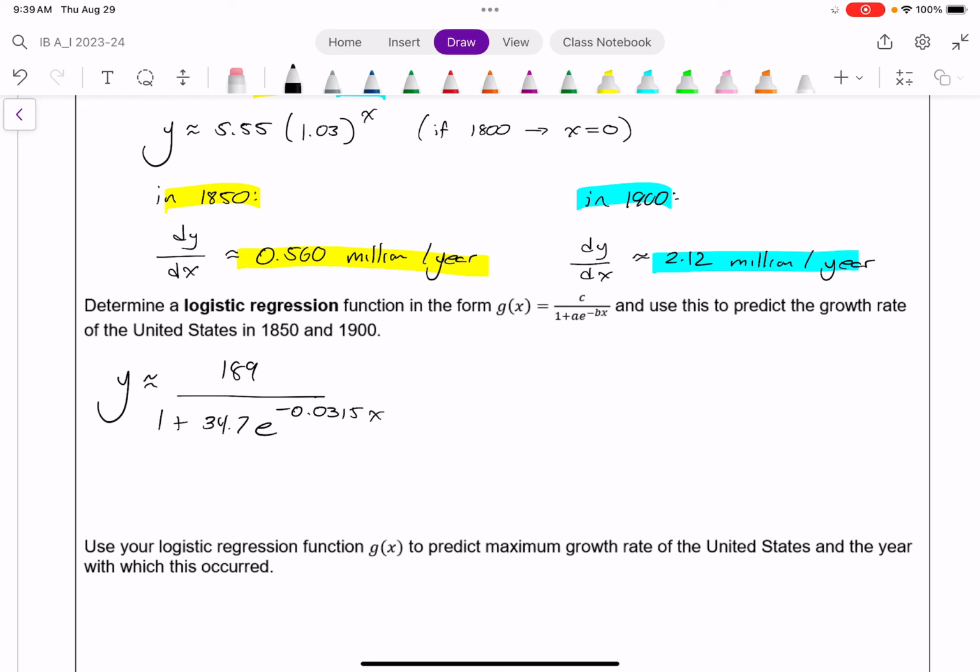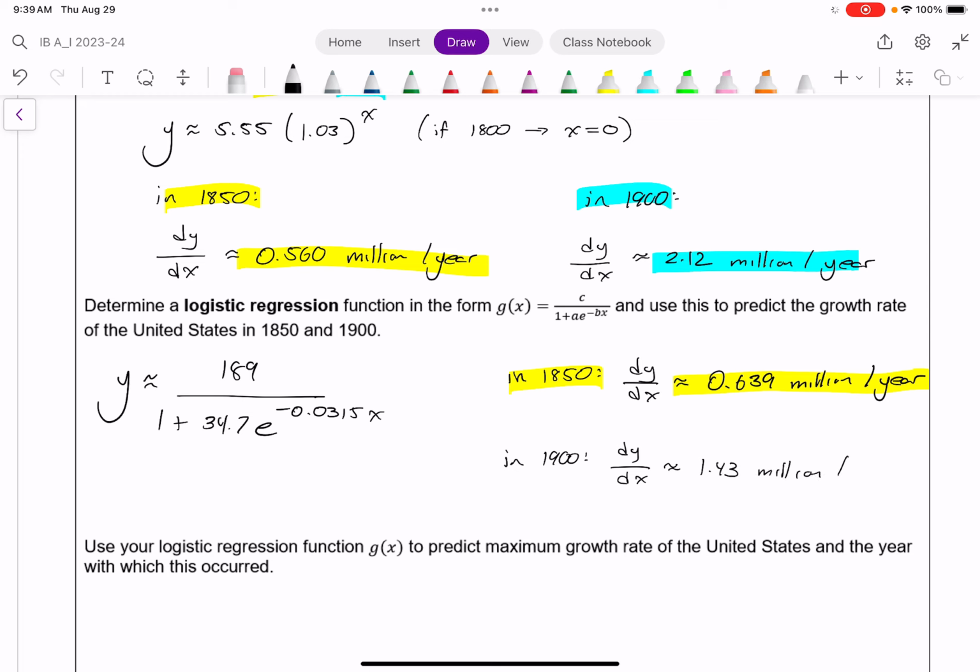So with that said, once you have your regression equation and your GDC, it should be very, very quick to find the instantaneous rate of change, the derivative, in any sort of time period. So in 1850, this time your derivative should be about 0.639 million per year. Notice just a little bit more than we had with our exponential model. Not a huge difference though. I'll get a bigger difference here. In 1900, my dy/dx should be about 1.43. So now getting significantly less than our exponential model.